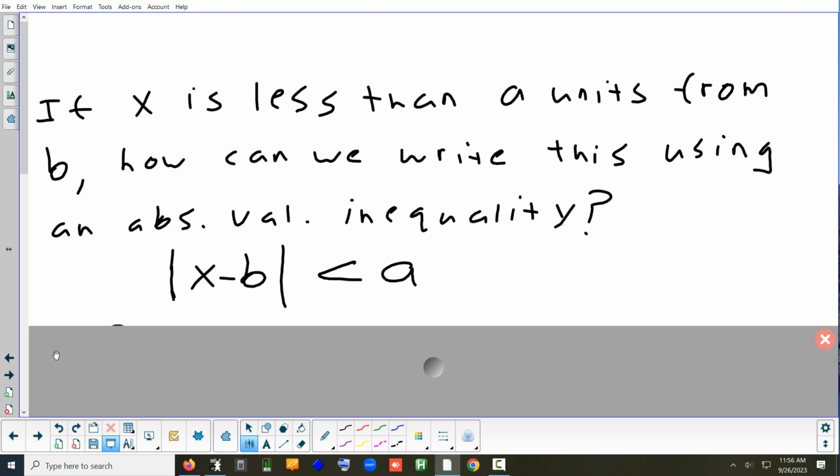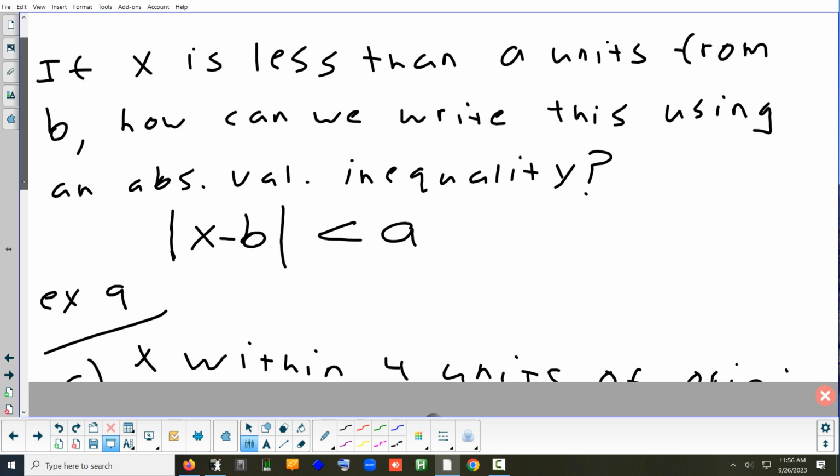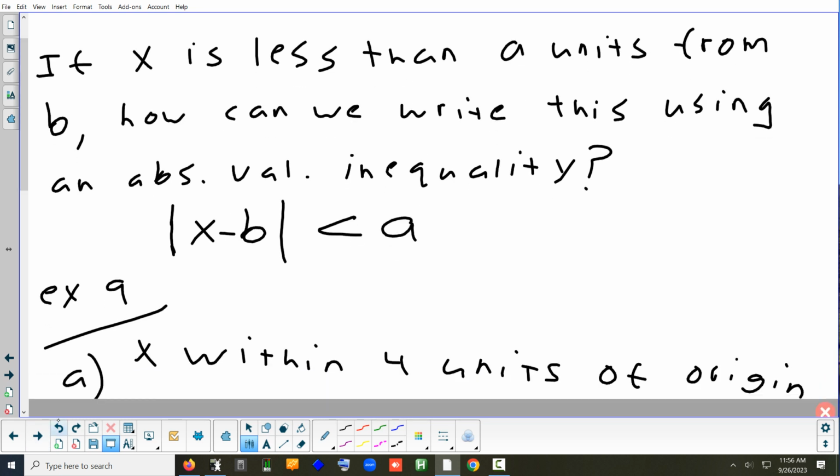So here's how you can write an inequality to represent a sentence like that. This is translating a sentence to an inequality. Let's try it with actual numbers. Let's say x is within means less than, same thing.